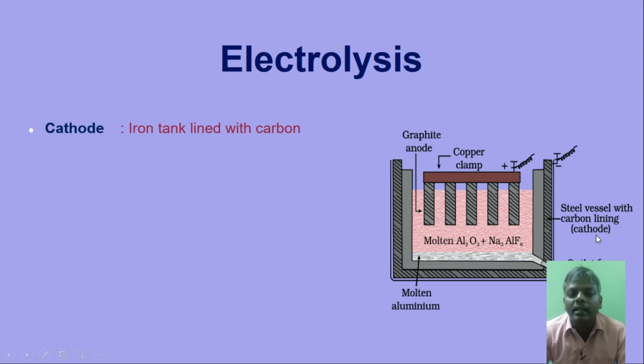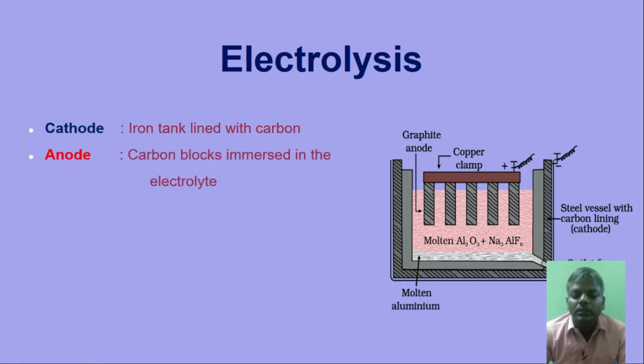The iron tank lined with carbon is acting as the cathode, while the carbon blocks immersed in the electrolyte solution act as the anode. Here, in your diagram, it is given as graphite anode. The carbon blocks immersed in the electrolyte are acting as the anode.